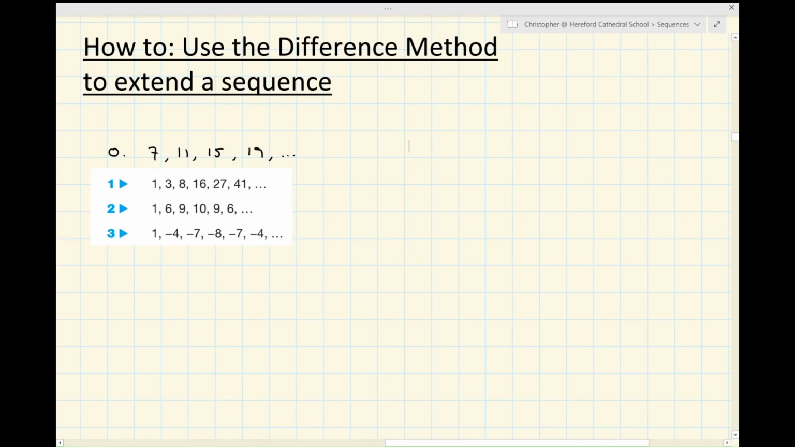Mr. Wright here. We're going to look at how to use the difference method to extend a sequence. Let's start with the question that I've called question 0, which has a sequence which goes 7, 11, 15, 19.